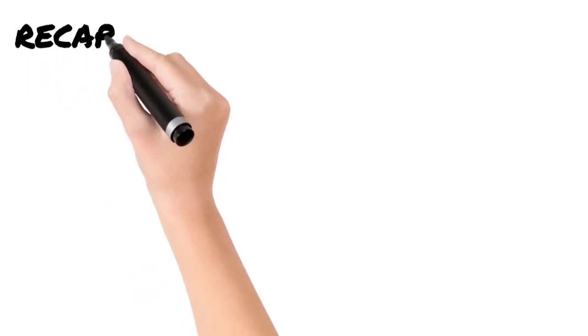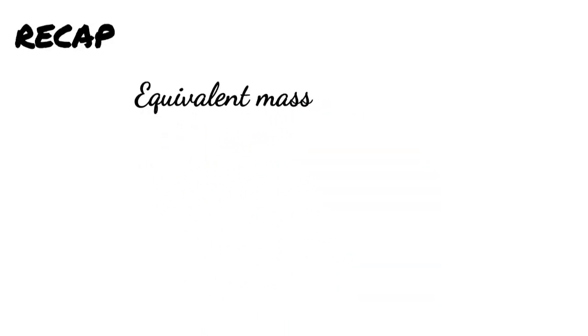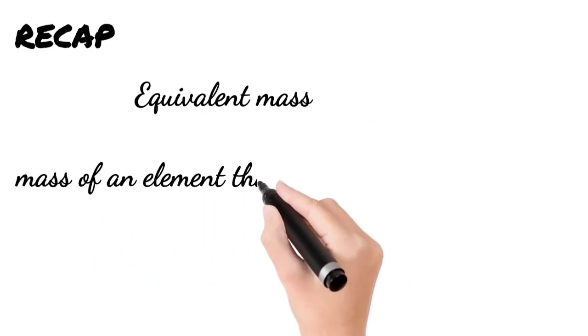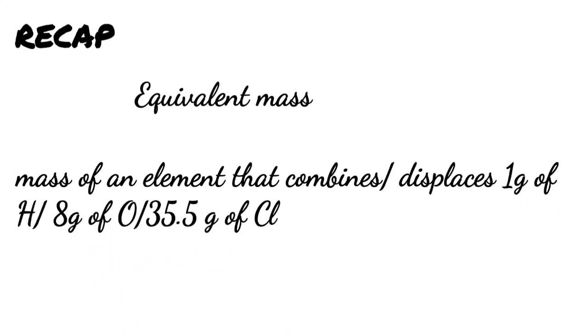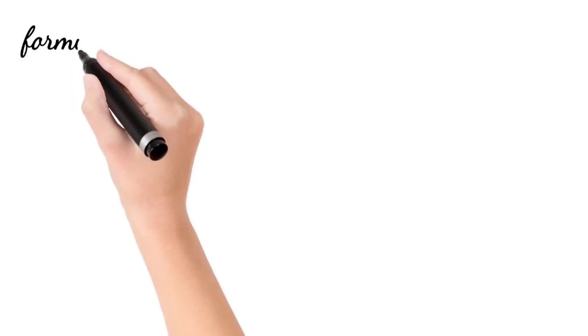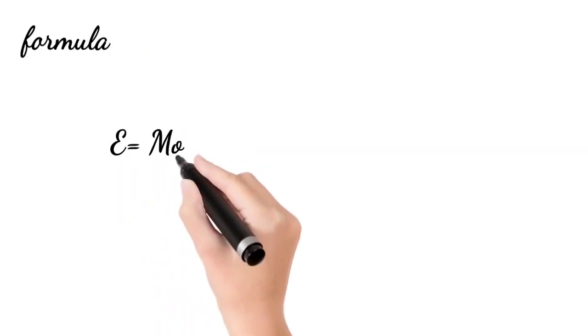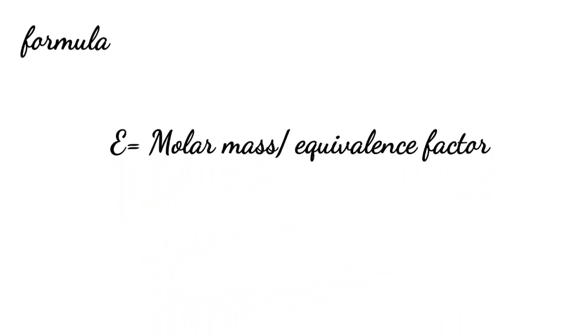Let's recall today's class. Today we have learned the definition and formula of equivalent mass. The mass of an element that combines or displaces 1 gram of hydrogen or 8 gram of oxygen or 35.5 gram of chlorine. Formula E equals molar mass divided by equivalence factor.